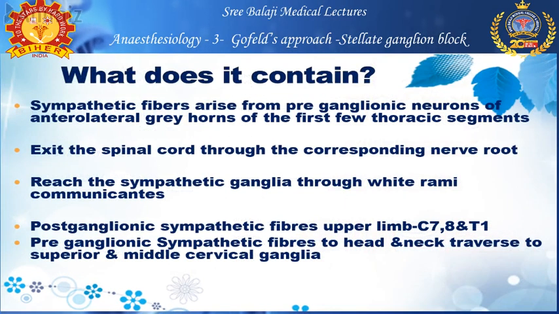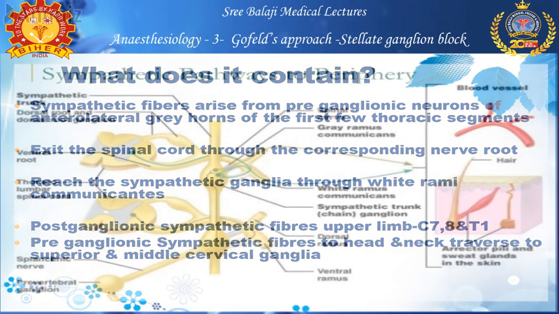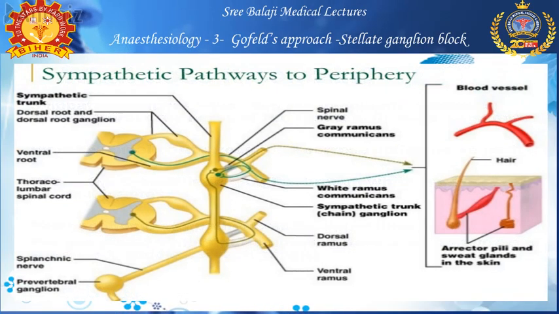So what does the stellate ganglion contain? It contains the sympathetic fibers which arise from the preganglionic neurons of the anterolateral gray horn of the first few thoracic segments. They exit the spinal cord through the corresponding nerve root, reach the sympathetic ganglia through the white rami communicantes, where they synapse, and they will reach the upper limb through C7, C8, T1. The preganglionic sympathetic fibers to the head and neck traverse through the superior and the middle cervical ganglia. This picture shows the pathway traversed by the sympathetic nerves from the spinal cord to the ganglia.